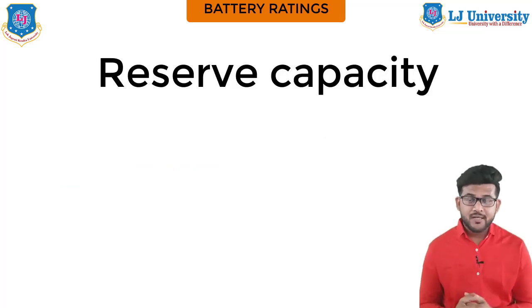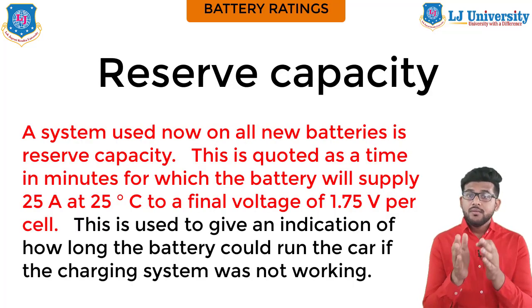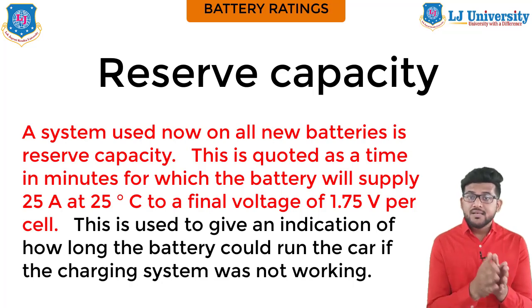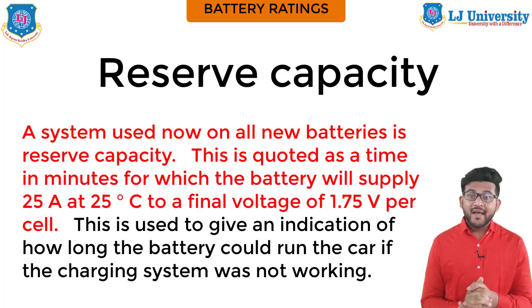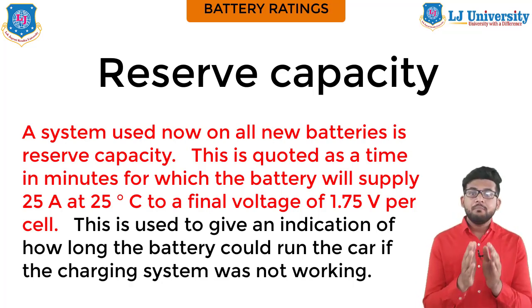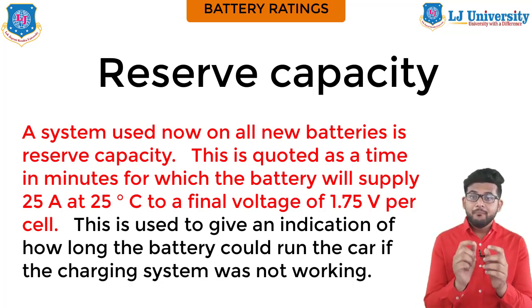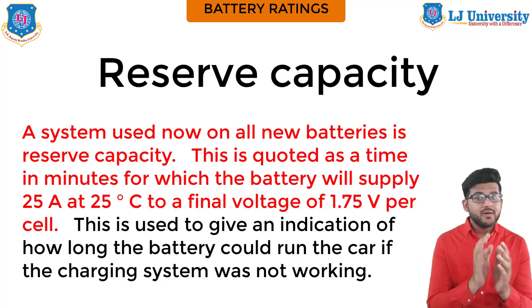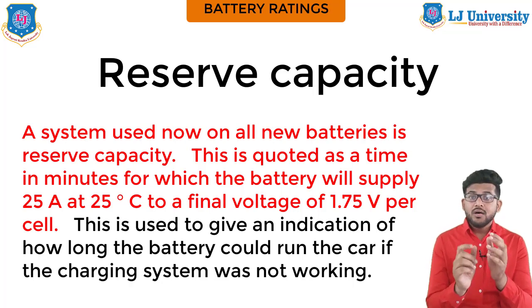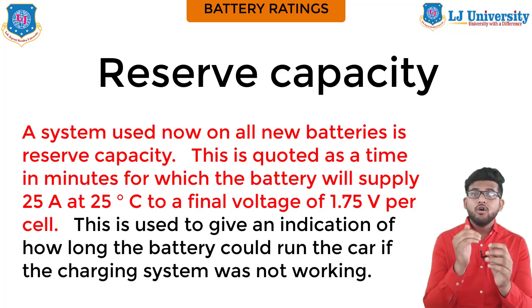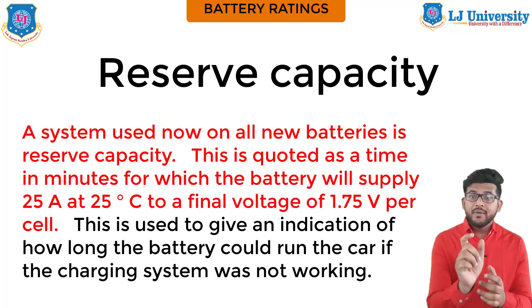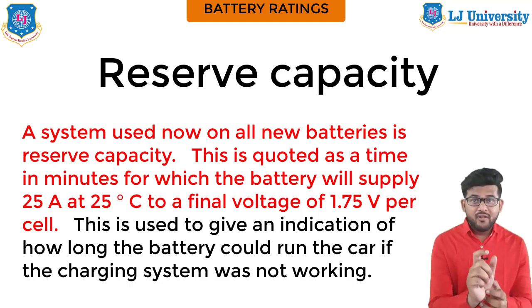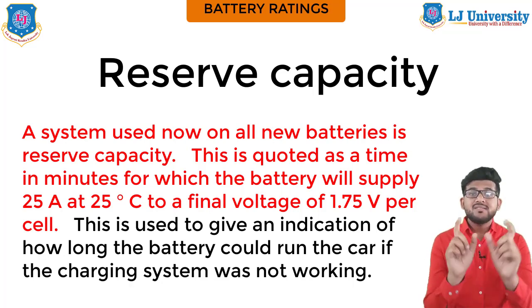Next is reserve capacity. A system now used on all new batteries is reserve capacity. This is the most important. It is quoted as the time in minutes for which the battery will supply 25 ampere at 25 degrees centigrade to the final voltage of 1.75 volt per cell. This is used to give an identification of how long the battery can run the car if the charging system is not working. Typically a 44 ampere hour battery will have a reserve capacity of about 60 minutes.